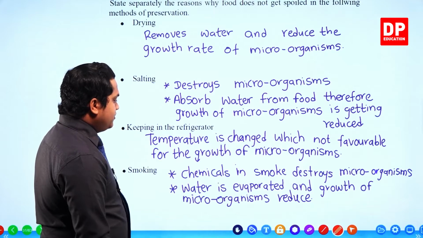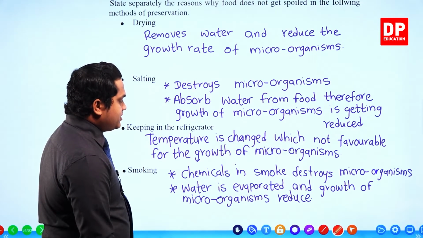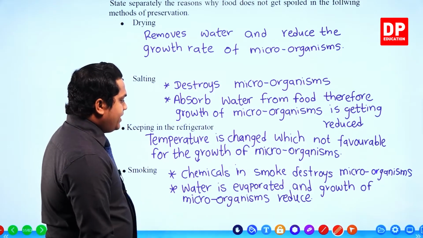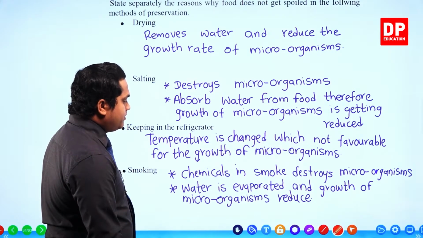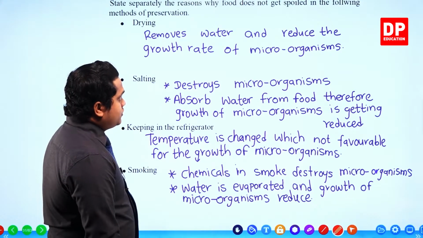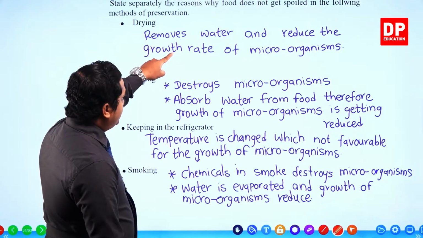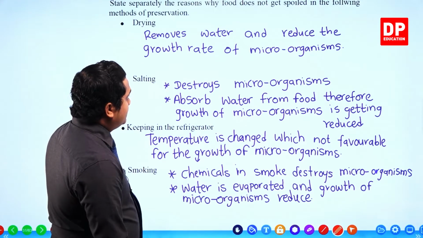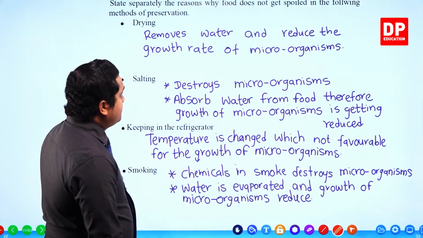So these are the two things. Chemicals in smoke destroys microorganisms, that is the first thing, and water is evaporated when smoking and growth of microorganisms reduce. Okay, right. So once again, my dear children, when drying, it removes water and reduces the growth rate of microorganisms. That's how upon drying we can preserve food.